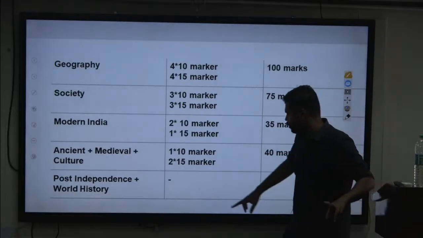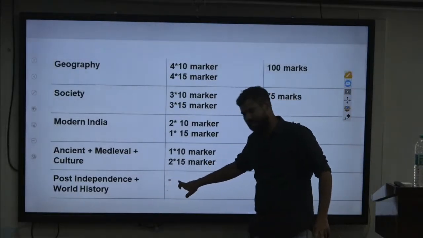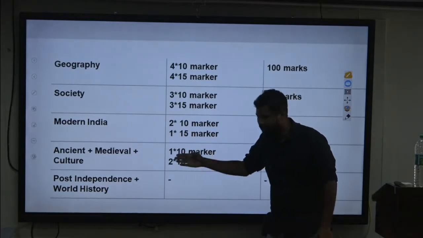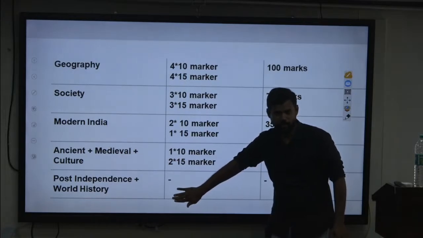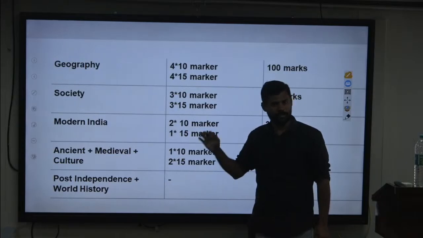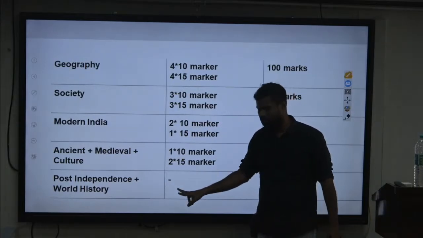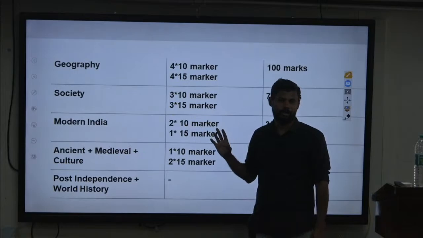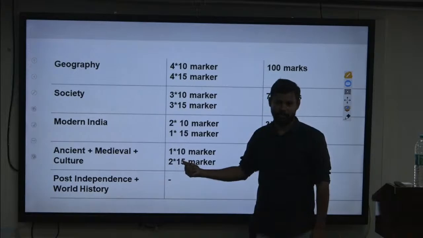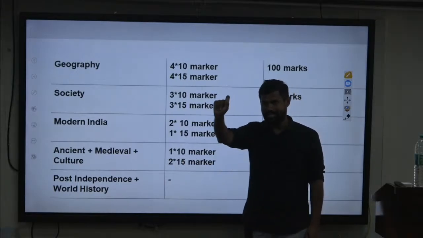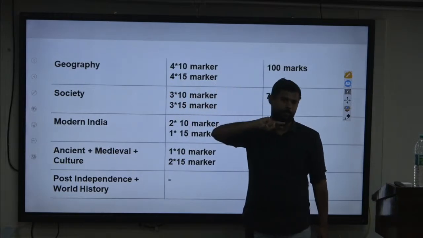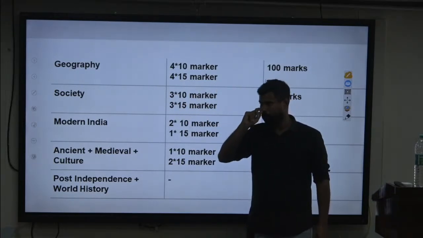Okay. Now, post-independence world history, obviously I put a hyphen because this is how the game is played, right? See, they'll remove one ancient medieval question and put it in post-independence. They'll remove one modern India question and put it in world history. Are you understanding? If a question comes from world history, one question will reduce in modern India. If one question comes from post-independence, one question will reduce in ancient medieval. But up to this point, the maximum number of questions that has come from these two is 2: one from world history and one from post-independence.